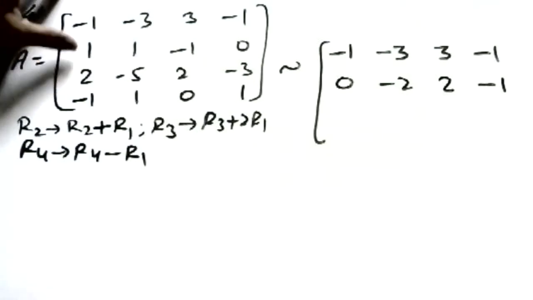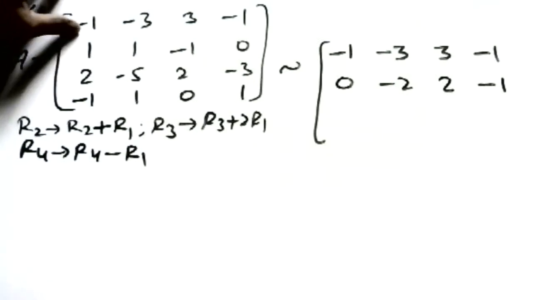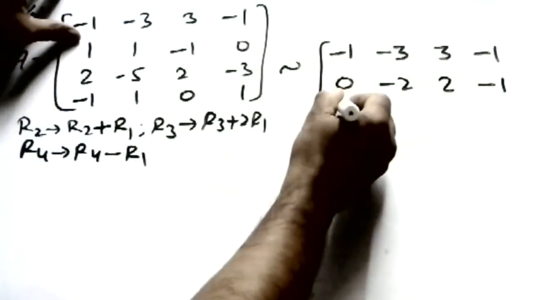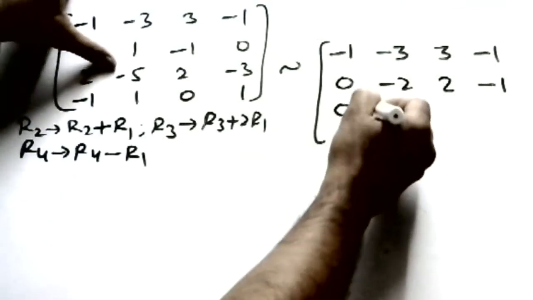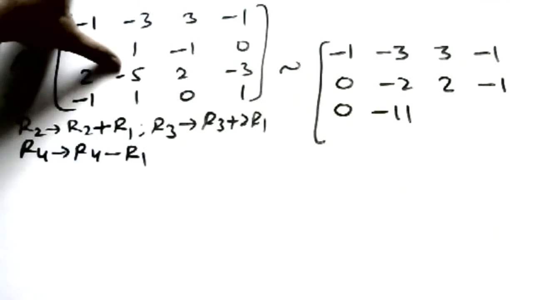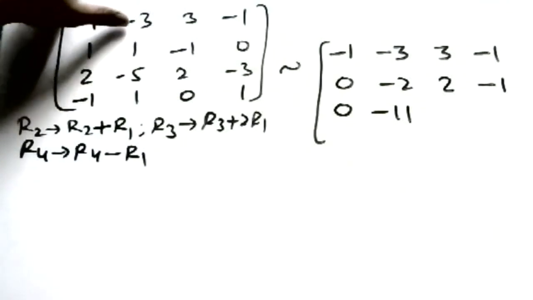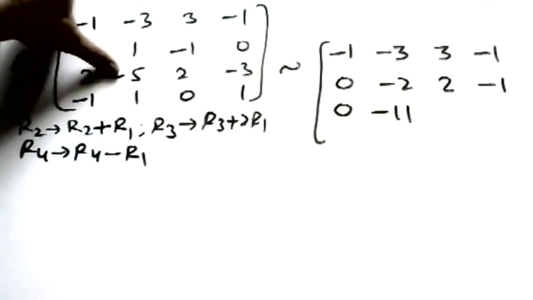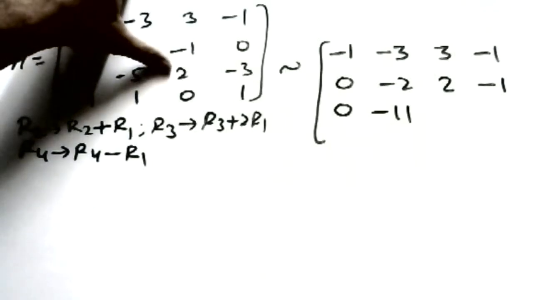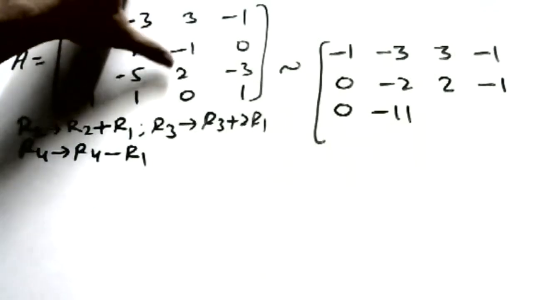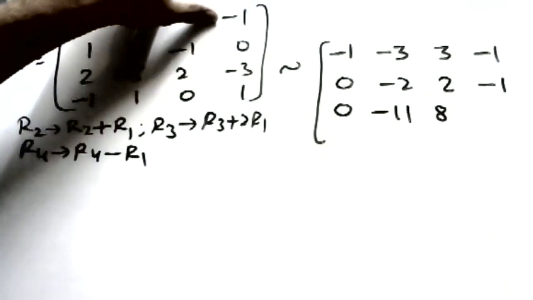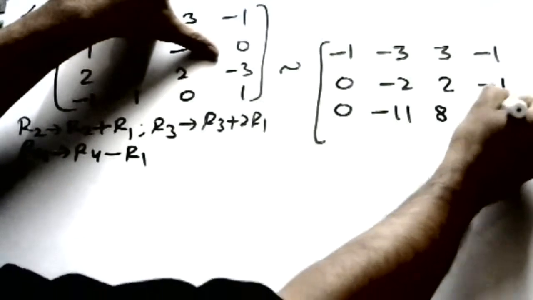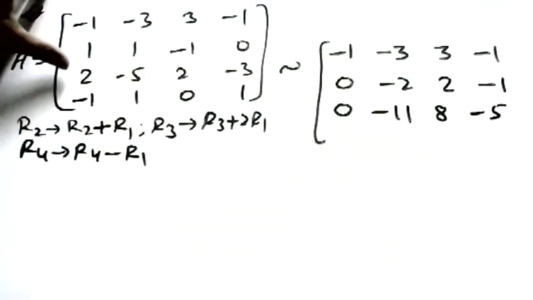Now the next step. Here you see R3 plus 2R1. Plus into minus, minus 2 ones are 2, 2 minus 2 is 0. R3 plus 2R1, plus into minus, minus 2 3s are 6, minus 6 minus 5 is minus 11. R3 plus 2R1, 2 3s are 6, 6 plus 2 is 8. R3 plus 2R1, plus into minus, minus 2 minus 2 minus 3 is minus 5.